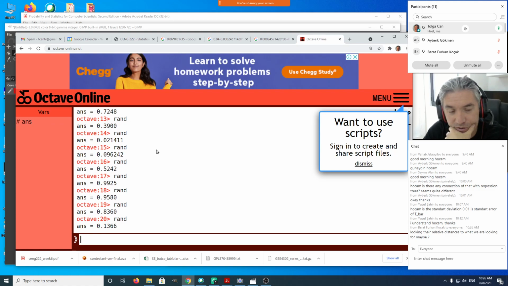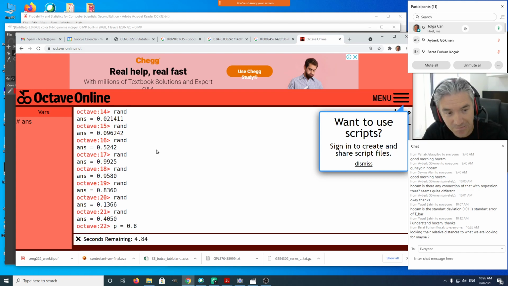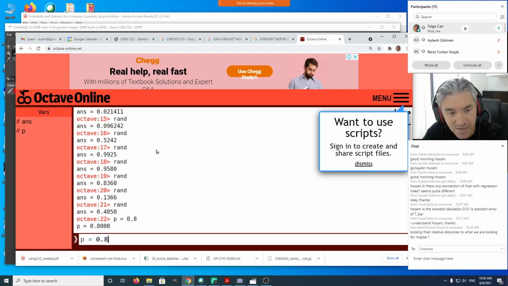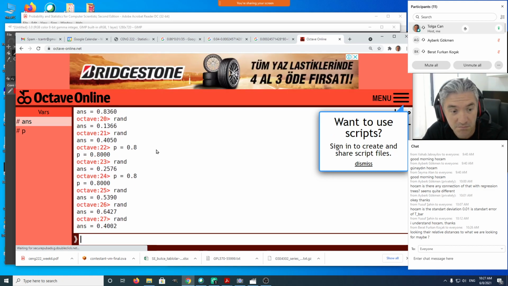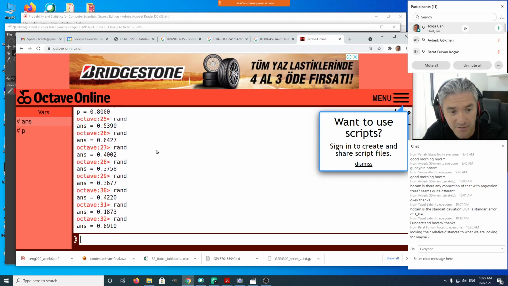Let's see the relative distances to what we're looking for, to 0.8, for example. The only parameter I have is the probability of success, 0.8. That's my probability of success. When I generate these random numbers, I want to turn each of them into 0 or 1. Let's generate some random numbers: 0.53, 0.64, 0.4, 0.37, 0.36, 0.42, 0.18, 0.89.